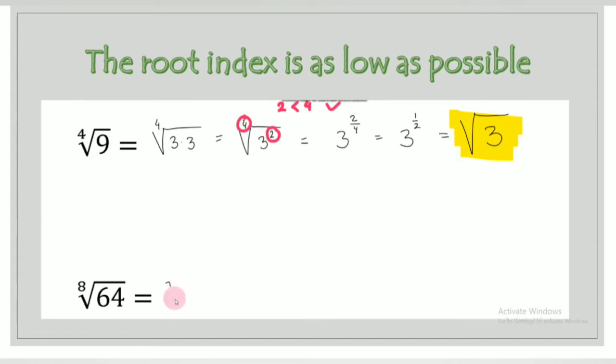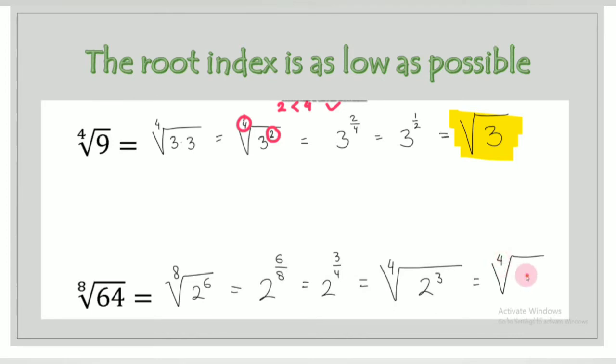Now the second one. This is the 8th root of 64. 64 is 2 to the 6th power. 6 is less than 8, which means it has fulfilled the first requirement. But if I put it into exponent form, I can still simplify it into 2 to the power of 3/4. Therefore, if I convert back to radical form, it will be the 4th root of 2 cubed, so it is the 4th root of 8. This is the simplest form, since I can make it into a radical with a lesser root index.